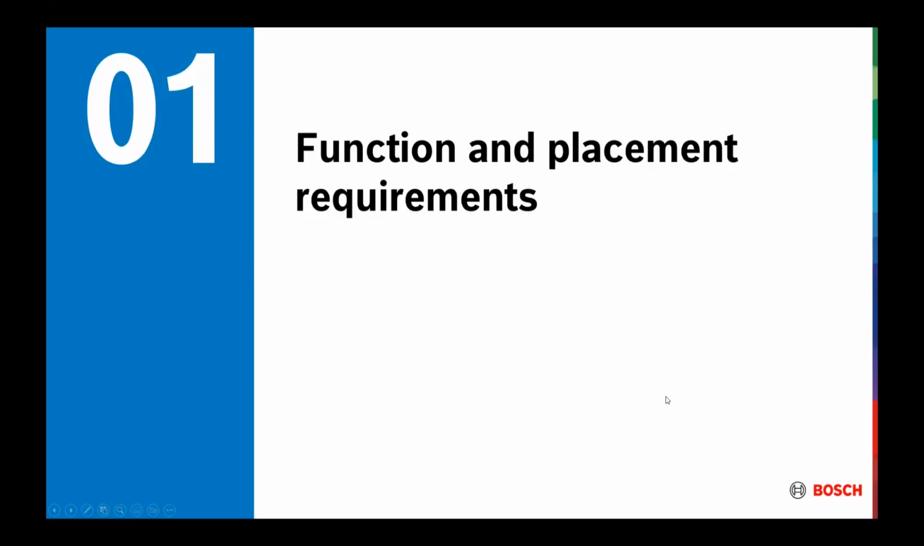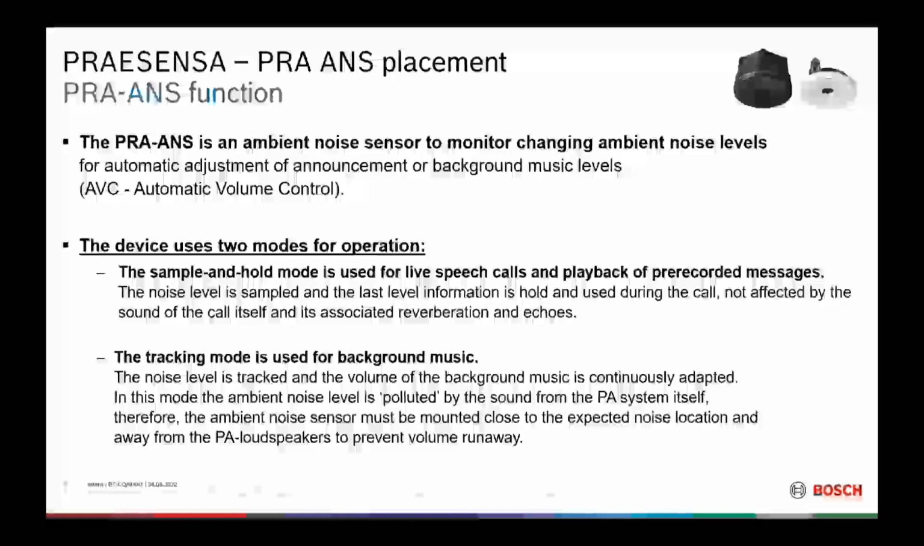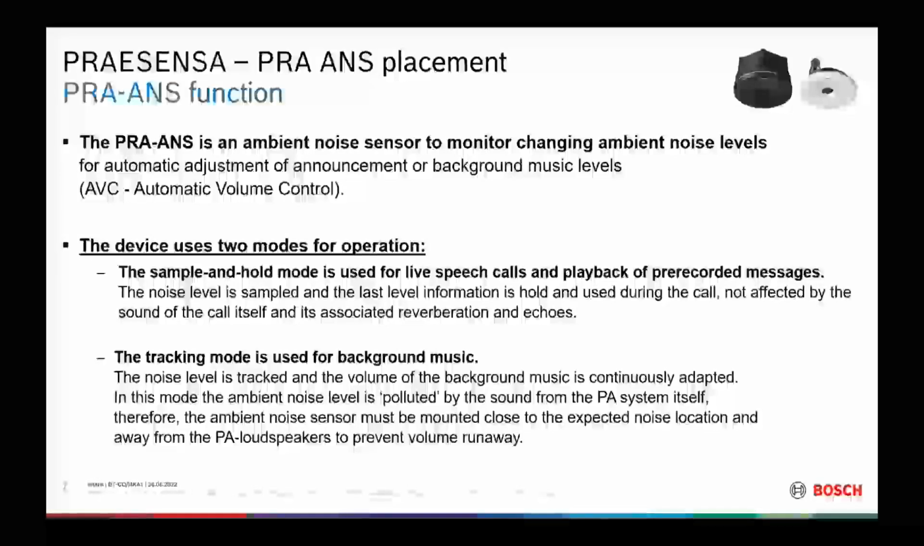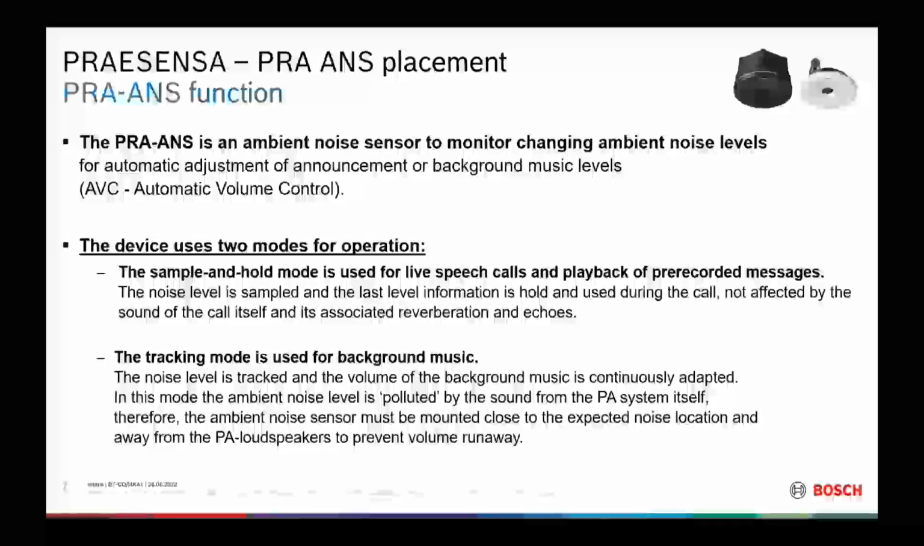Let's have a quick recap about the function itself and what it does and how it does. First of all, as said, we have our PRA-ANS as an ambient noise sensor to monitor our background noise levels in a certain environment where we want to install our public address voice alarm system. And the information which we detect with the sensor is used to do some automatic volume control.